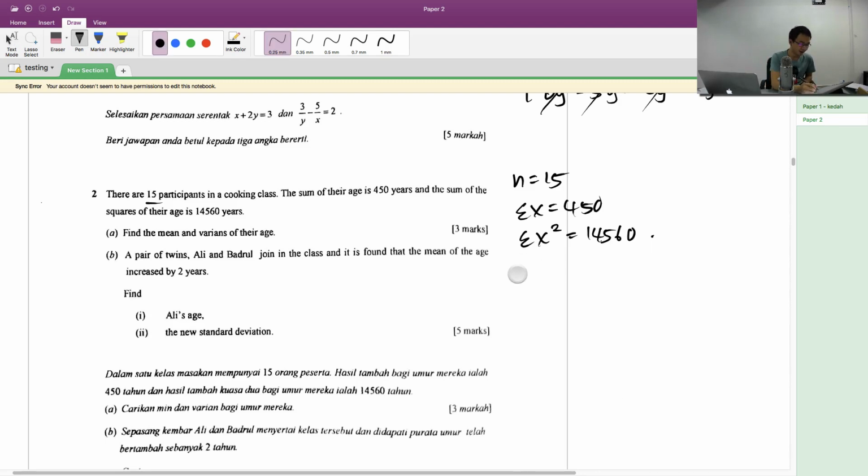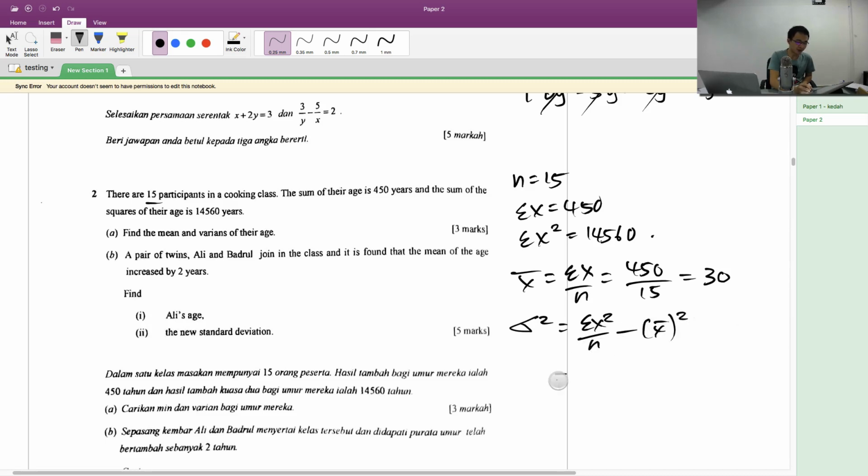Alright, so find the mean. Mean is very easy. In order to do the mean, it's just sum of x over n. So it's just 450 over 15. So you should get 30. Very easy. And then you want to find the variance. Variance is just sum of x squared over n minus mean squared. So sum of x squared is 14560 over n, which is 15, minus the mean we just got, 30 squared. Then you should be able to get the correct answer easily. So you should get 30.67. Alright, so this one is the variance.